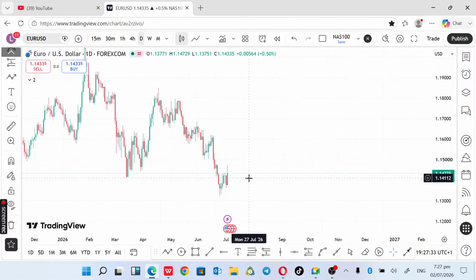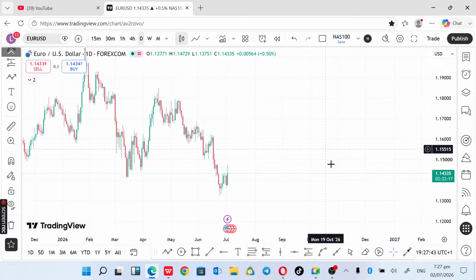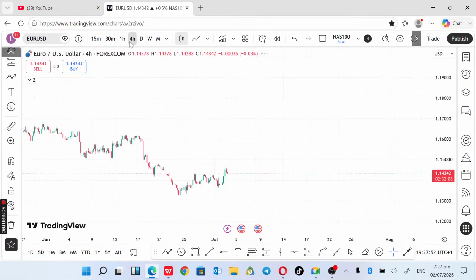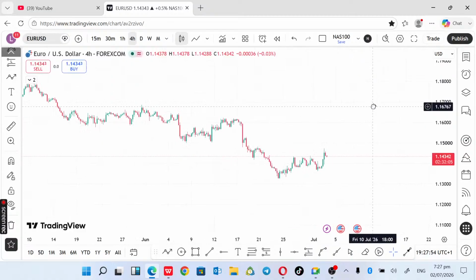Now we want to know where this market is likely coming back into before it sells properly. From what I'm seeing here, this market is still going to push up a bit before it actually sells on this Euro USD. I'm still going to have a bit of a buy before the sell continues. So let's check 4 hours. Let's see what's happening in 4 hours.